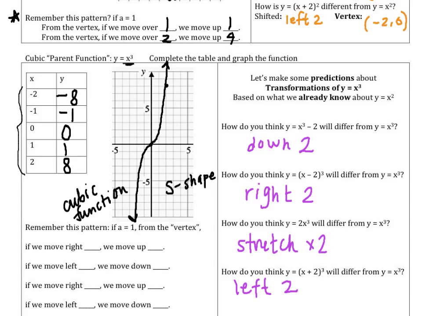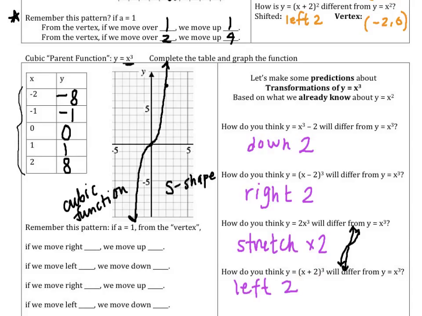What would that look like? So compared to this, if this were the parent, if it were vertically stretched, it's just going to be steeper. It almost looks like a line, but it still has a bit of a curve to it. So it will be a little bit steeper. And then x plus 2 cubed, just like x plus 2 squared, I think that's going to move it left 2.